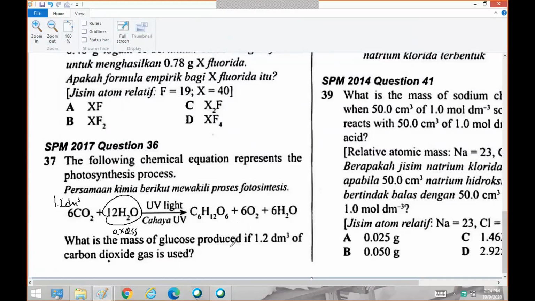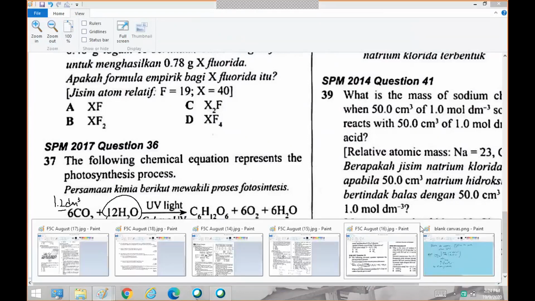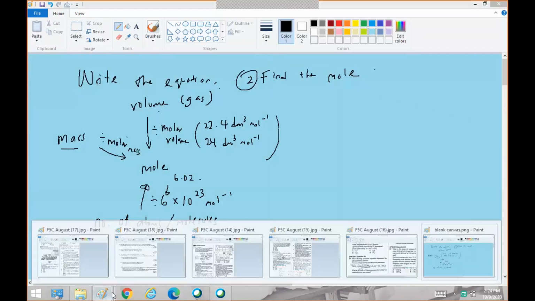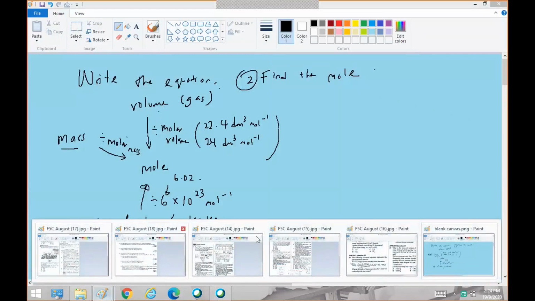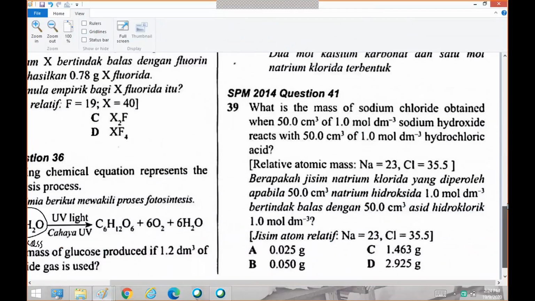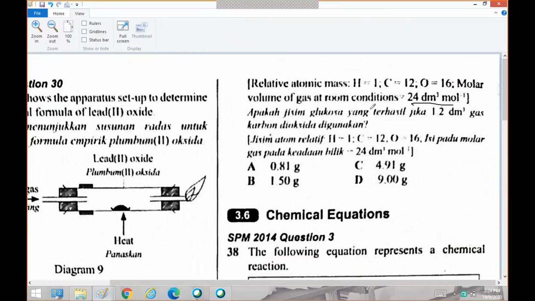So you don't have to worry about photosynthesis because you're dead. So what is the mass of glucose produced if 1.2 decimeter cube of carbon dioxide gas is used? So we look at here, 1.2 decimeter cube. We're going to change this to the mole. The volume, you want to change it to the mole, you have to divide by the molar volume. It's either 22.4 or 24. And I haven't actually seen the rest of this question, but just looking at 1.2, I think they are going to give us 24 decimeter cube per mole.